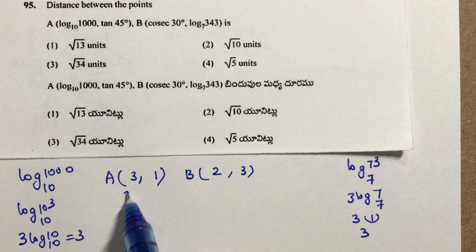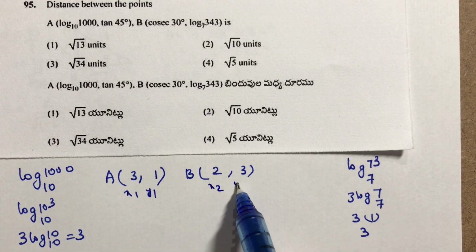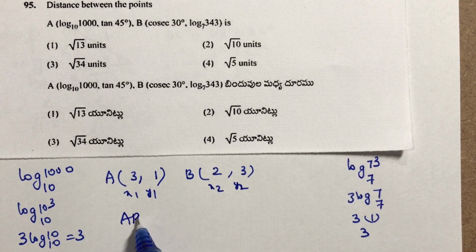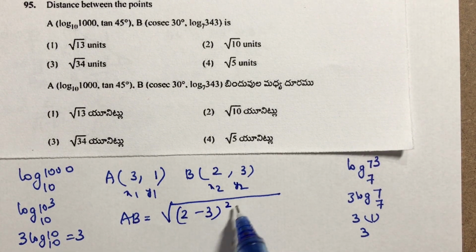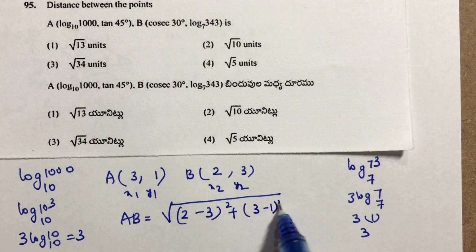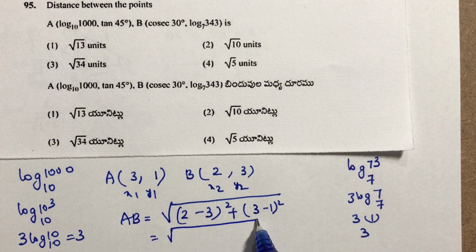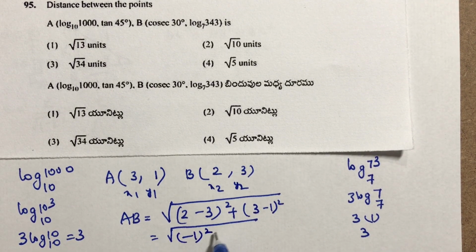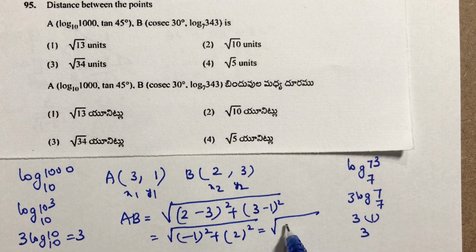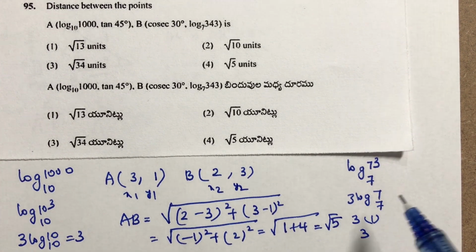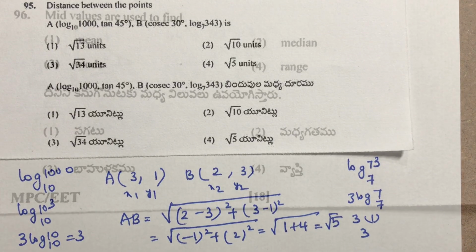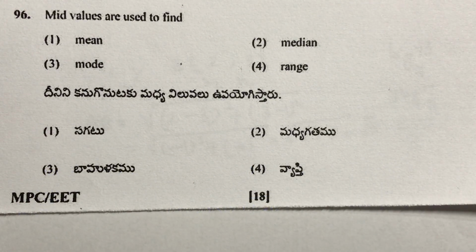So (2, 3). So this is x1, y1, x2, y2. So AB distance is under root x2 minus x1 whole square plus y2 minus y1 whole square. So this is 2 minus 3 whole square plus 3 minus 1, which is 2, whole square. So minus 1 whole square is 1 and 2 whole square is 4. So root 5. So distance is root 5. Correct answer is 4.